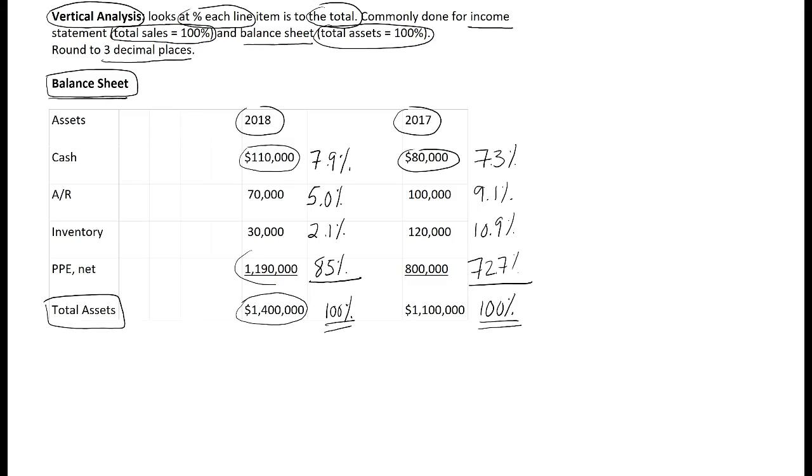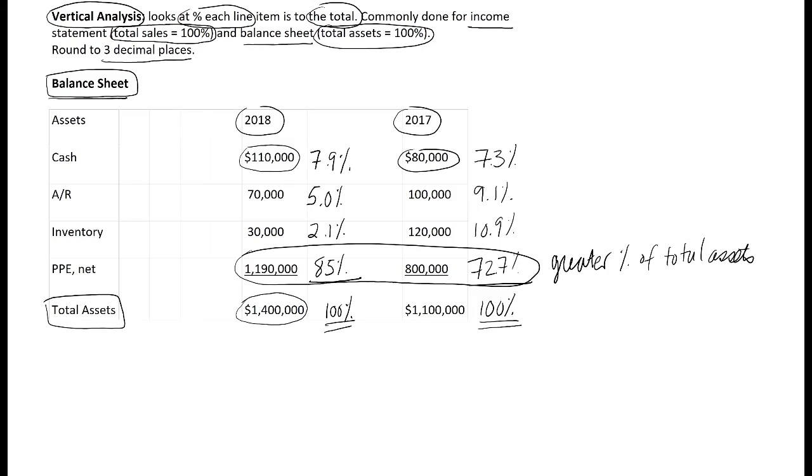If we look at our property, plant, and equipment, the first conclusion that we can make is that for 2018, property, plant, and equipment is a greater percentage of our total assets. So property, plant, and equipment is 85% of our total assets in 2018 versus 72.7% in 2017. So that could mean that we're investing more in our property, plant, and equipment, which is actually a good thing. We're investing more of our assets into our property, plant, and equipment, so we're probably expanding, which is a good sign.